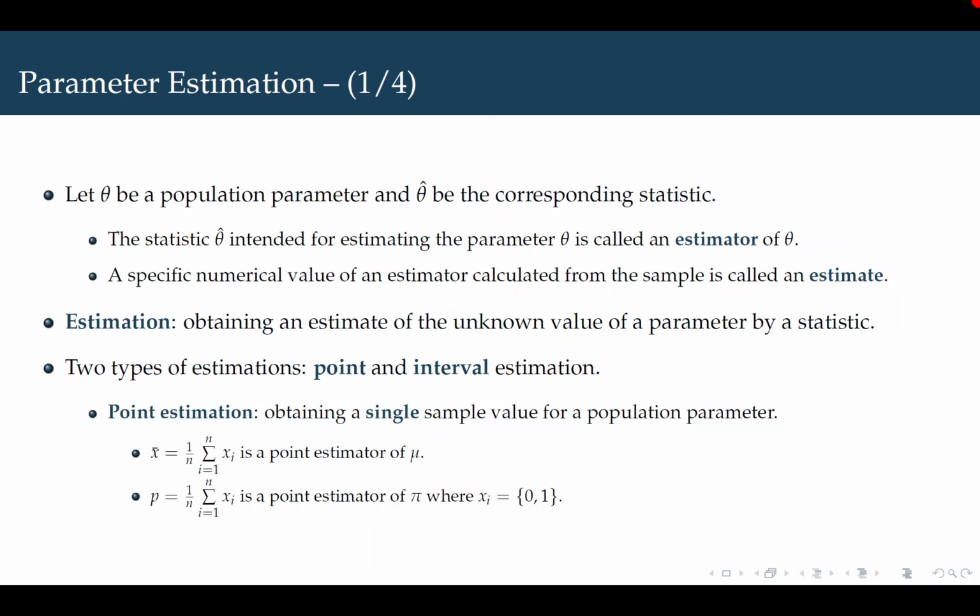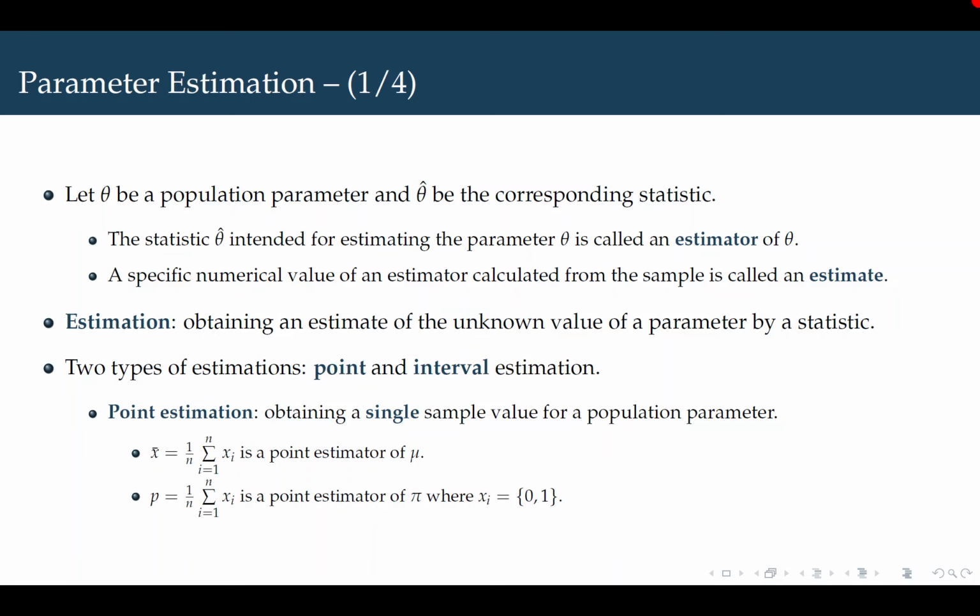So estimation is, in general, obtaining an estimate of the unknown value of a parameter by a statistic. We need to estimate the value of the population parameter using a certain sample statistic. And here there are two types of estimation. One is called point estimation, and the other is called interval estimation.